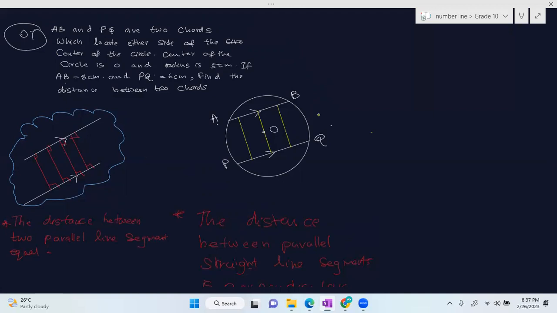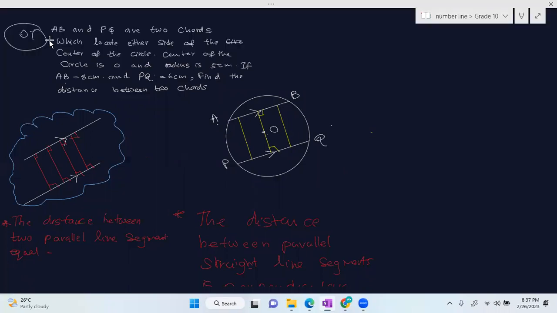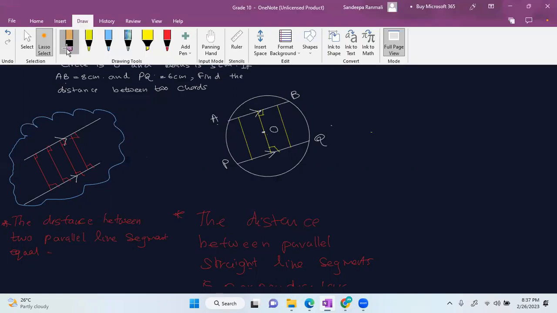So here we can say AB and PQ are parallel straight line segments. The distance between them is perpendicular. Therefore, this is the perpendicular drawn from O to AB and this is the perpendicular drawn from O to PQ. Right? We can neglect these two. Is it clear? Yes.